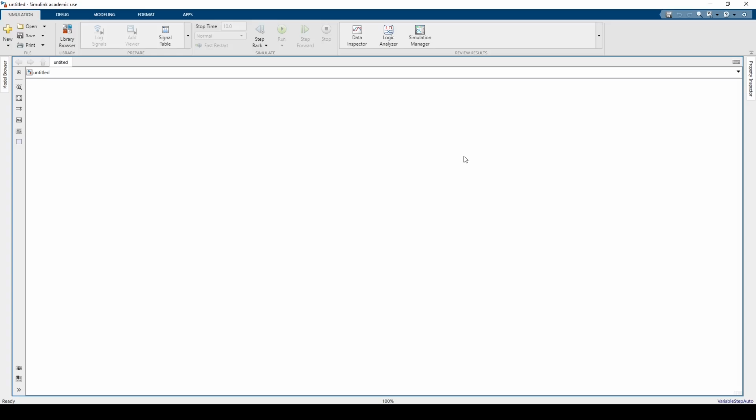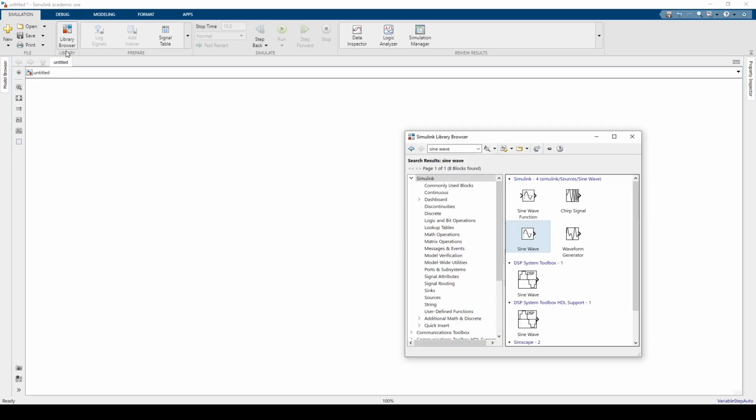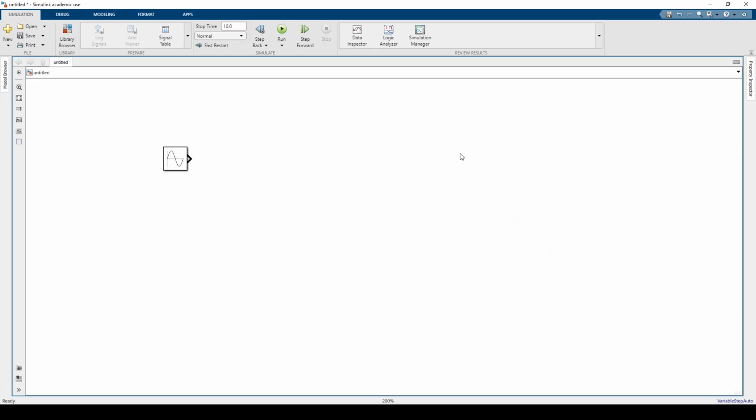I'm going to be going over how to create a sampling circuit on Simulink. First, we're going to have our message signal that we're sampling, which is going to be the sine wave. And then we're going to use a rectangular pulse train to sample that signal.